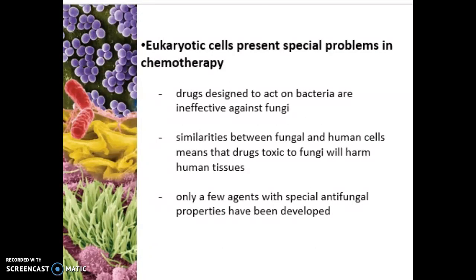Now, looking at eukaryotic cells. This is a major issue, because drugs designed to act on bacteria are ineffective against fungi. If you recall from maybe case study number 1, where the person had developed fungal pneumonia and was given antibiotics and the antibiotics didn't seem to be doing anything. That's because it was fungal pneumonia, and antibiotics don't work against fungi because they're eukaryotic.